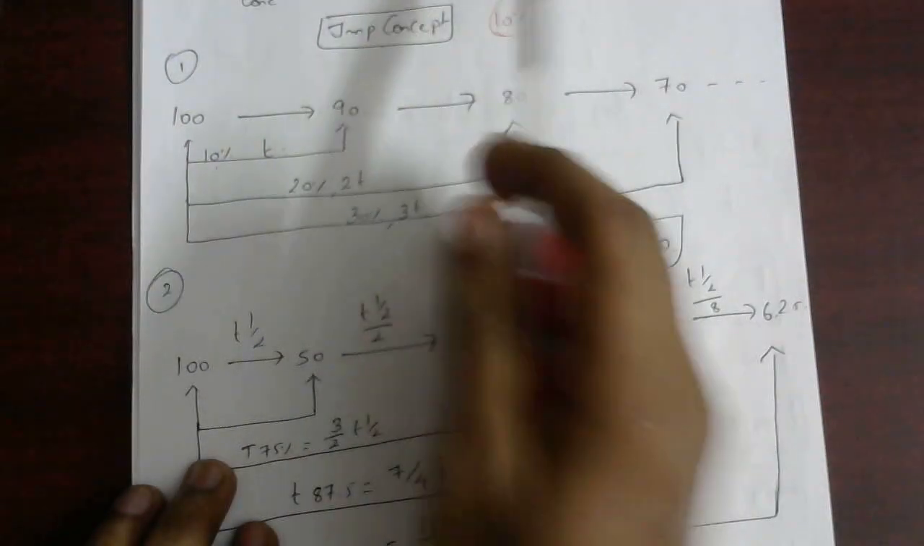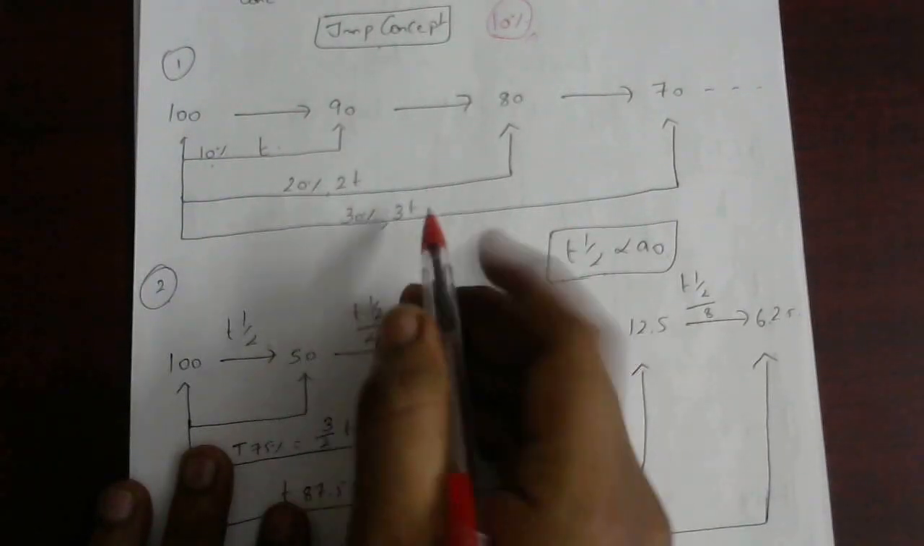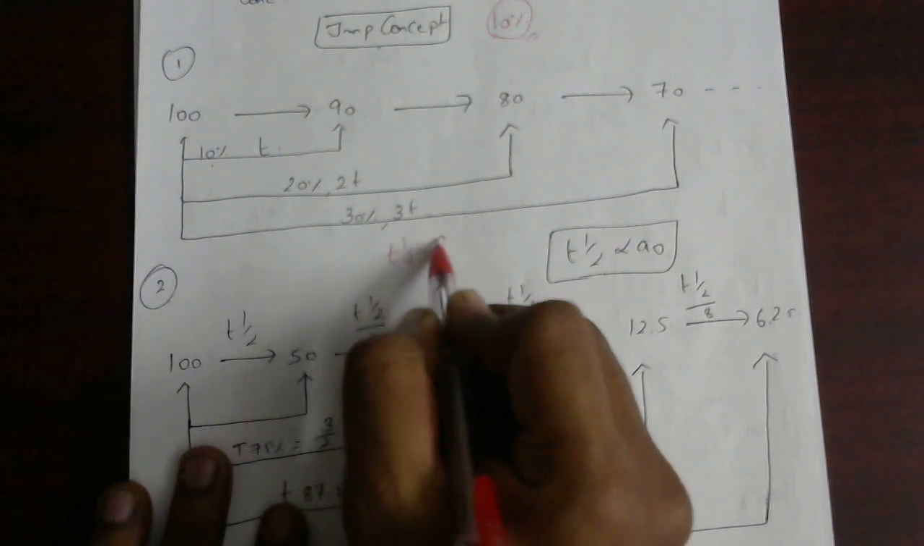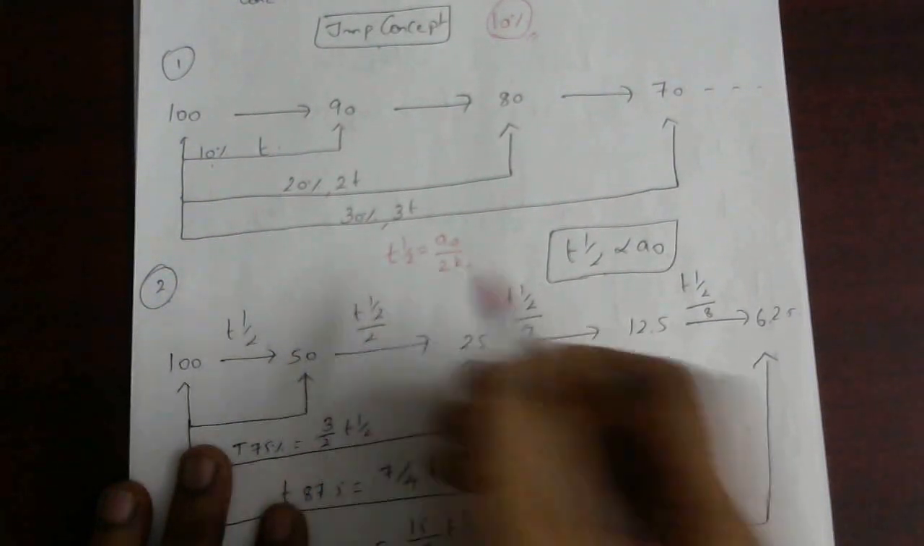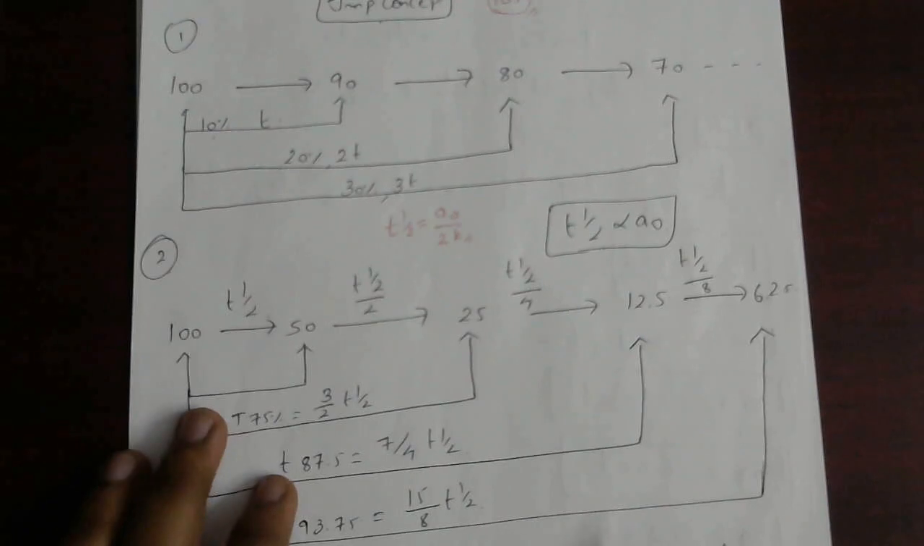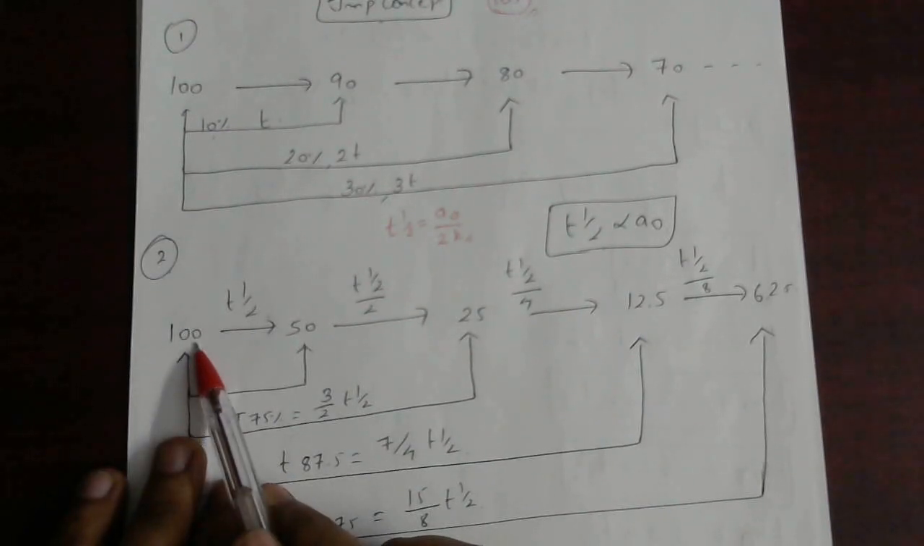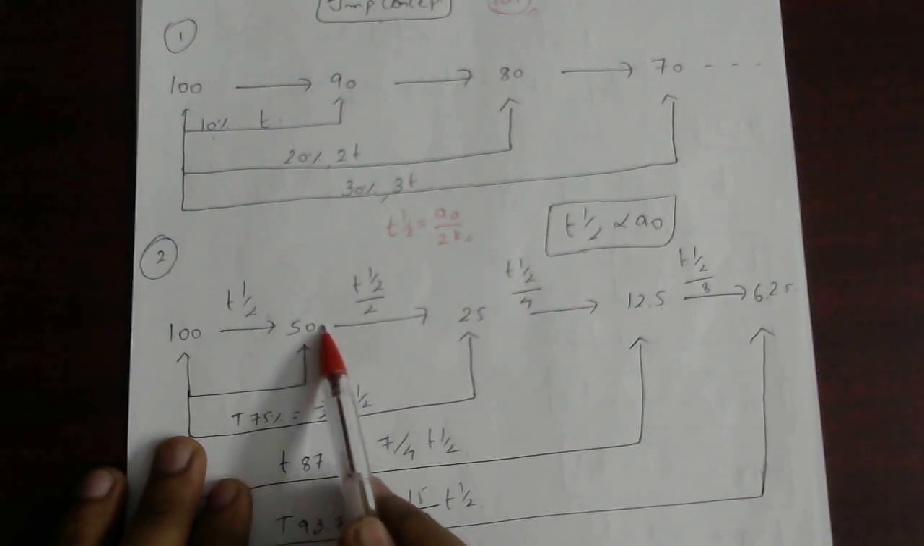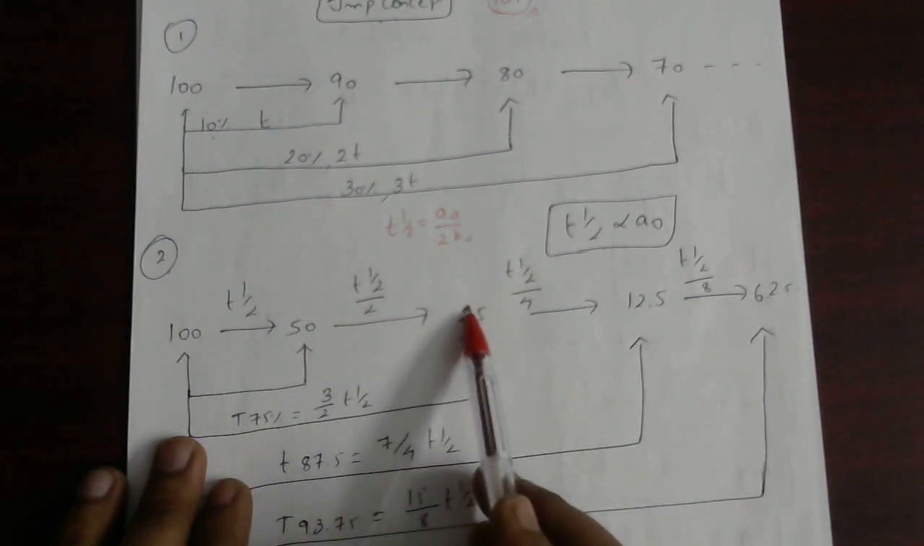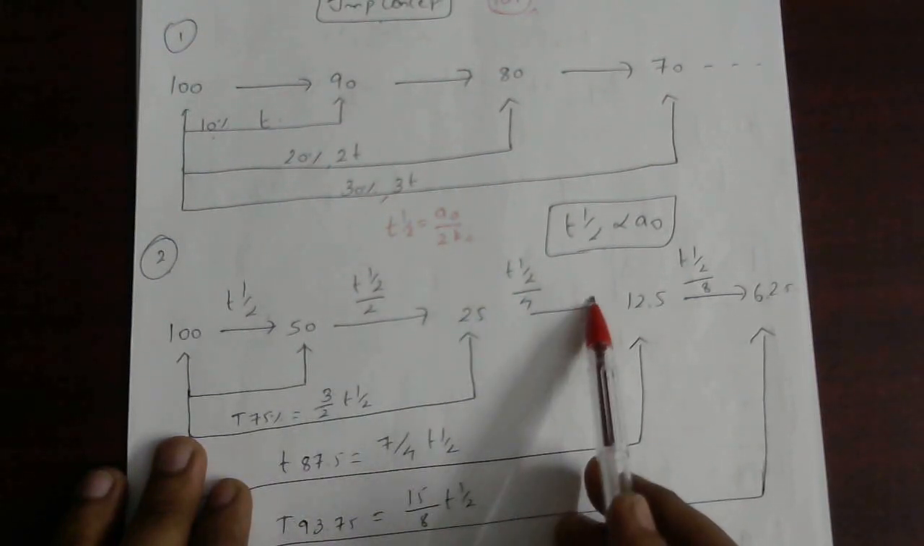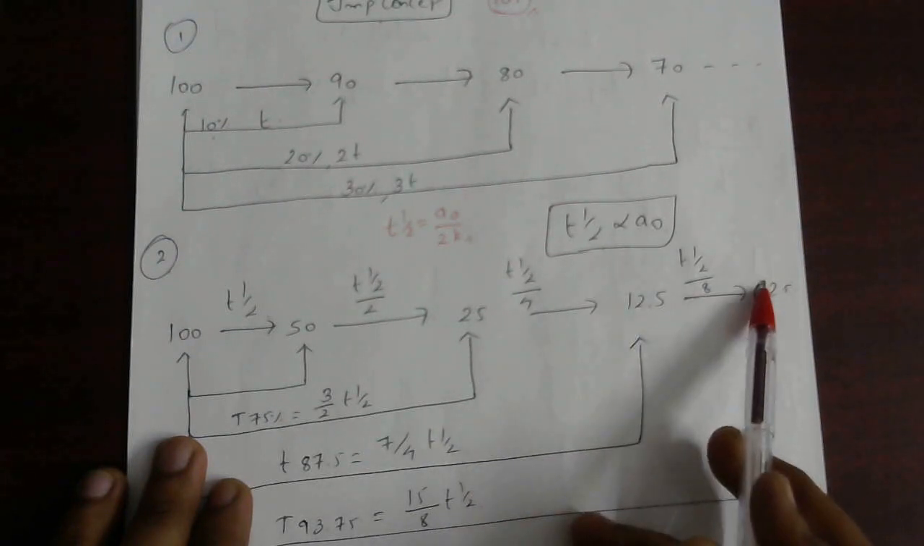And what did we get here? Half-life, t half, equal to a naught divided by 2k. Clear? So here 100, half of 100 is 50. Half of 50 is 25. Half of 25 is 12.5. Half of 12.5 is 6.25.